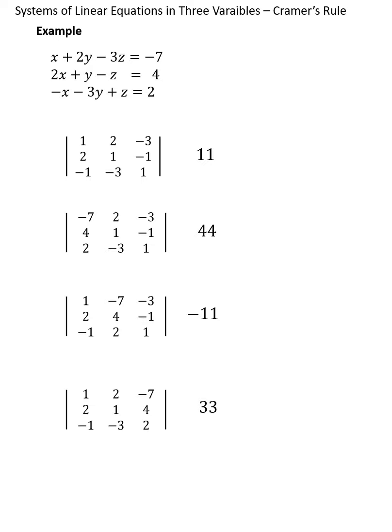Here's all you have to do at this point. All you have to do is divide your second, third, and fourth determinant, the ones that have the constant columns in them, by the first or original determinant. And dividing each of these by 11 in this case gives me the answers for x, y, and z. I'll pause while you do those divisions in your head.